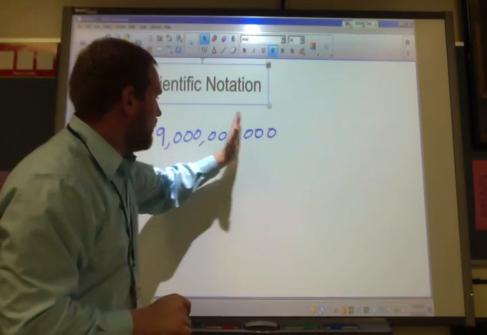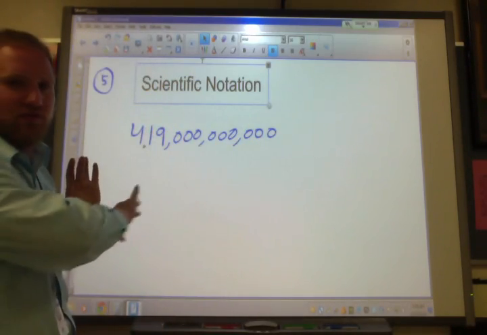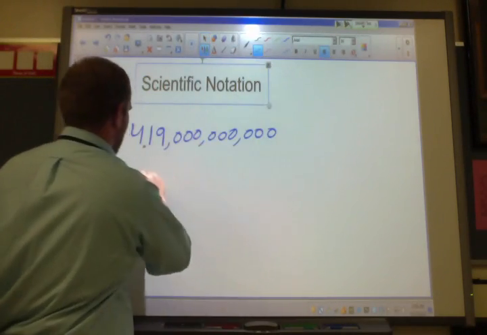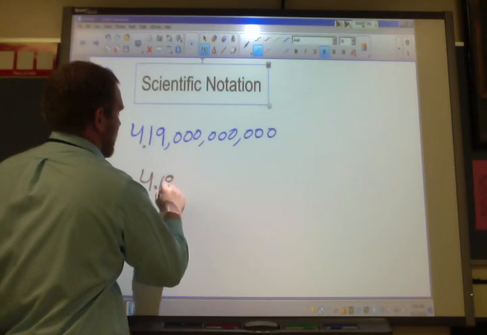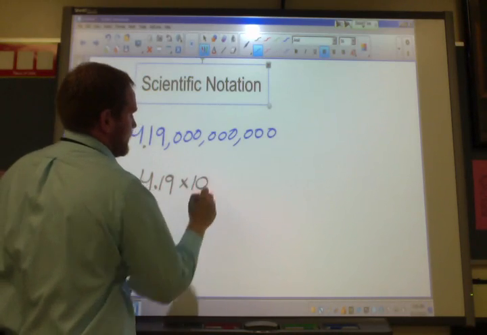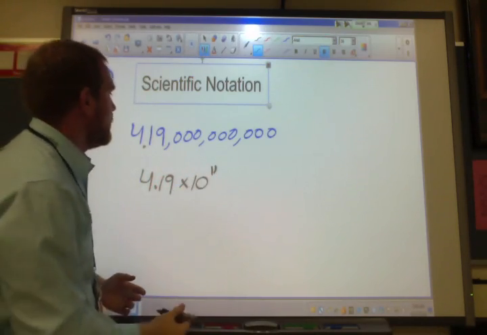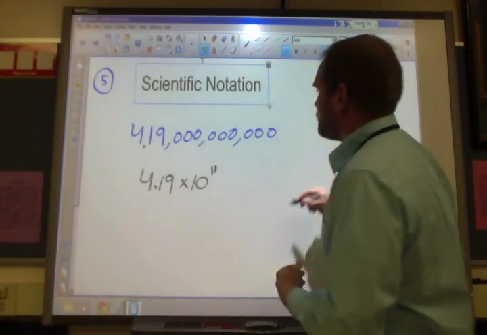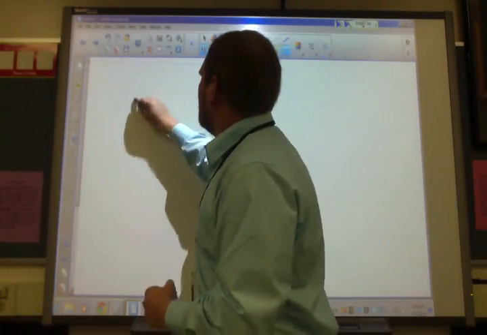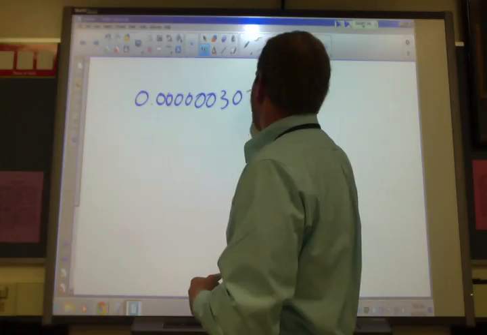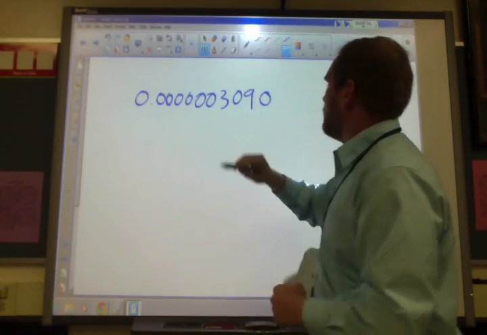Now since these zeros were never significant, I don't need to write them all out. So 4.19, and then you write times 10 to the 11th, because I moved it 11 times. If you have a really small number, like 0.000000309, let's add the 0.